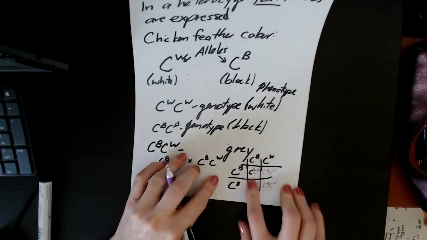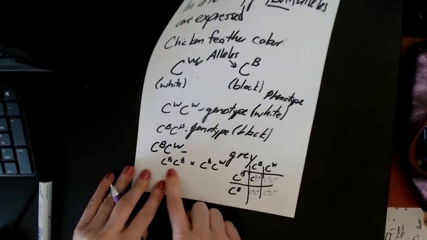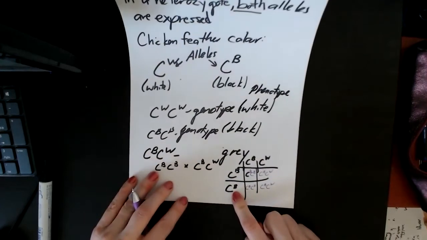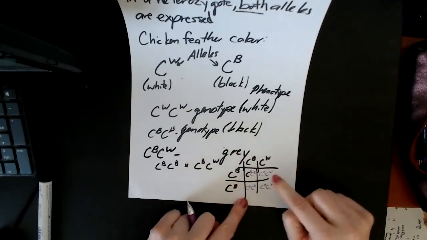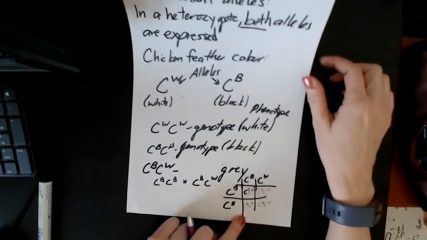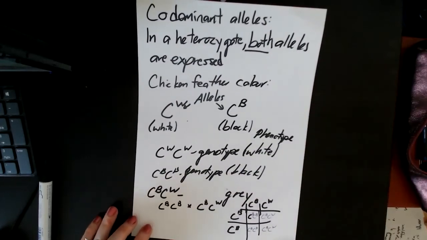All right, and so this is how the Punnett square still works the same way, right? You take each allele and you put it into its individual gamete. And so then if you can see CB, CB, CB, CB, so you would have 50% black offspring and 50% gray offspring. All right, so that's codominant alleles.